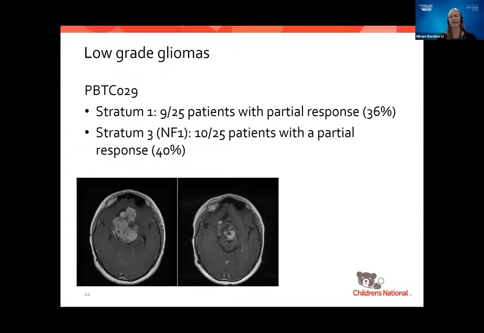And this is just showing, again, so low-grade gliomas, there's the PBTC-029 study. The data has already been published. And so stratum 3 was the one for patients with NF1. Stratum 1 were patients without NF1. And you can see that the patients who did not and did have NF1 had a similar response. And this is just sort of an example of how the tumor can shrink or change when you're on treatment with a MEK inhibitor.